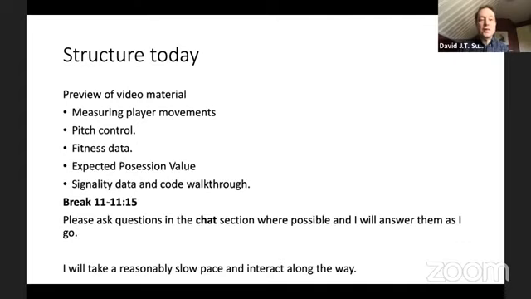So I'm going to start by looking at measuring player movements, which is in a series of lectures given by Laurie. Then I'm going to look at pitch control. And then finally, I'm going to look at formations and fitness data. I've written here expected possession value. I'm going to go into that at a later lecture. So I'm going to talk a little bit about formations and fitness data.